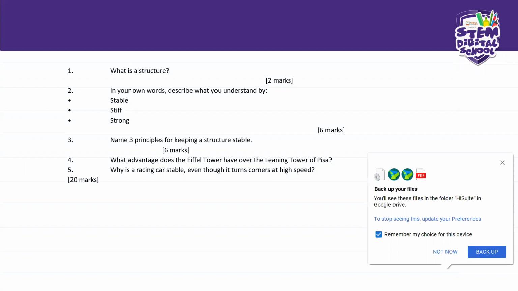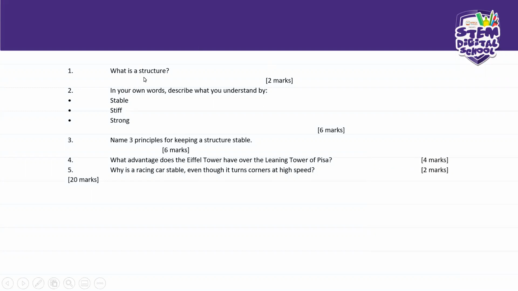A structure is an item that has been built to give support, to protect, or to contain. To give support, to protect, or to contain. Okay, you can check your textbook. Different textbooks give different definitions for structures. Okay, but that's the definition. It's one of the definitions I can accept.